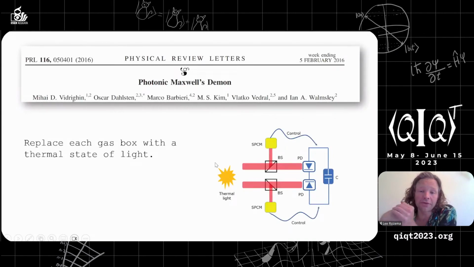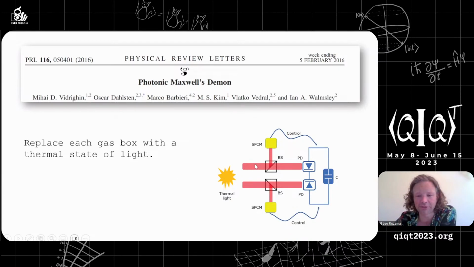And now what I'd like to show you is how we can implement this idea using quantum photonics. This work is based on an experimental paper from Ian Walmsley's group back in 2016, where they presented the first proposal of the photonic Maxwell daemon together with an experimental implementation of it. So the basic idea there is, rather than considering two boxes containing a gas, we're going to consider two thermal states of light.